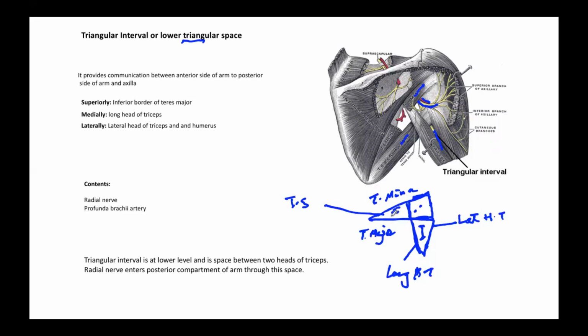We can make the boundaries easily, but the important ones are the quadrangular space and the triangular interval. Anyway, its boundaries are teres minor above and teres major below, and then the long head of triceps laterally. It transmits the scapular vessels, which is here. So these are the boundaries of these spaces. We can draw these lines, or we can put two fingers of one hand horizontally and two fingers vertically, and then we can make out which structure is which.